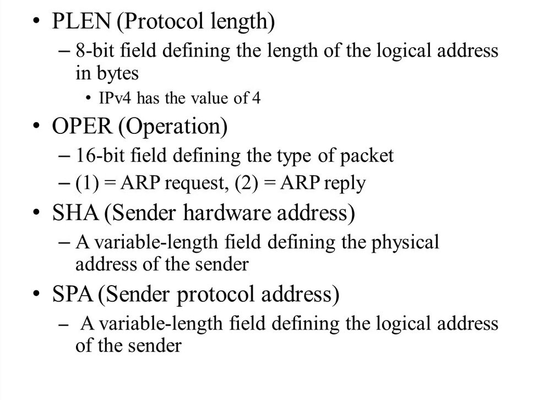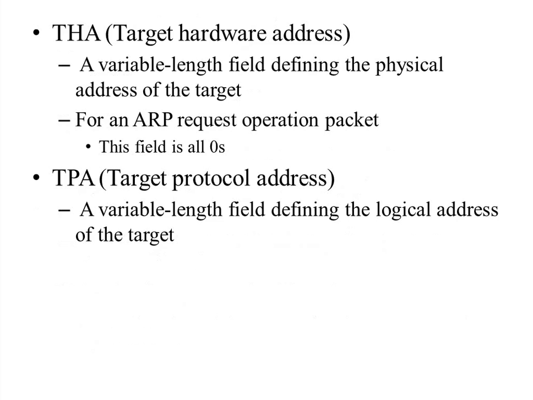Then you will have the sender hardware address and sender protocol address. Protocol address is nothing but a logical address, that is, the IP address of the sender. Then the target hardware address, initially filled with 0, and the target protocol address, that is, the IP address you will be sending through this ARP packet.